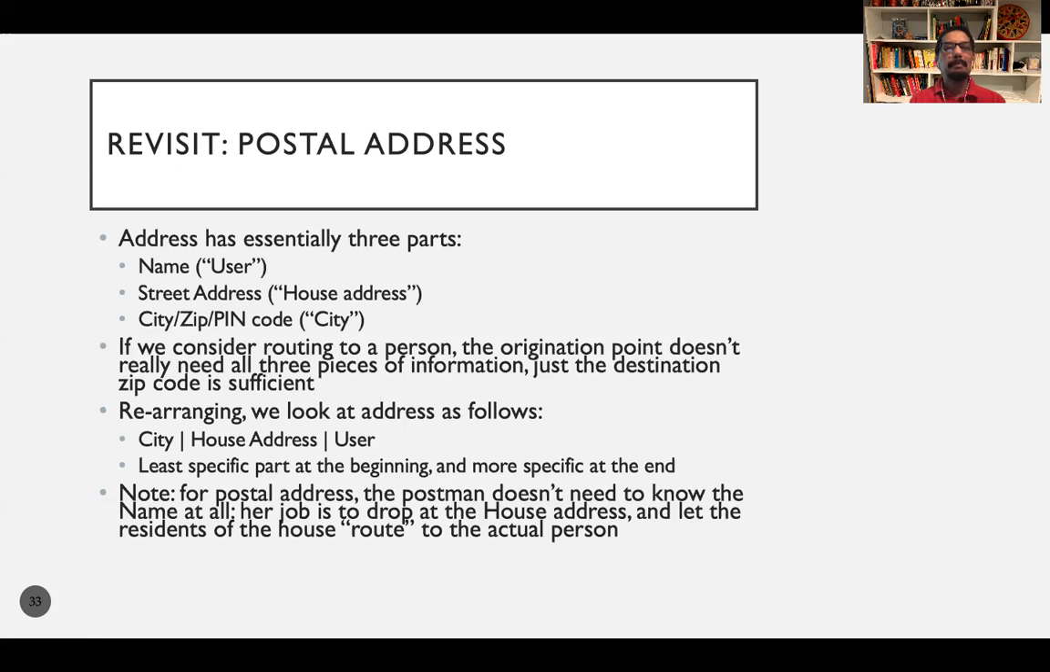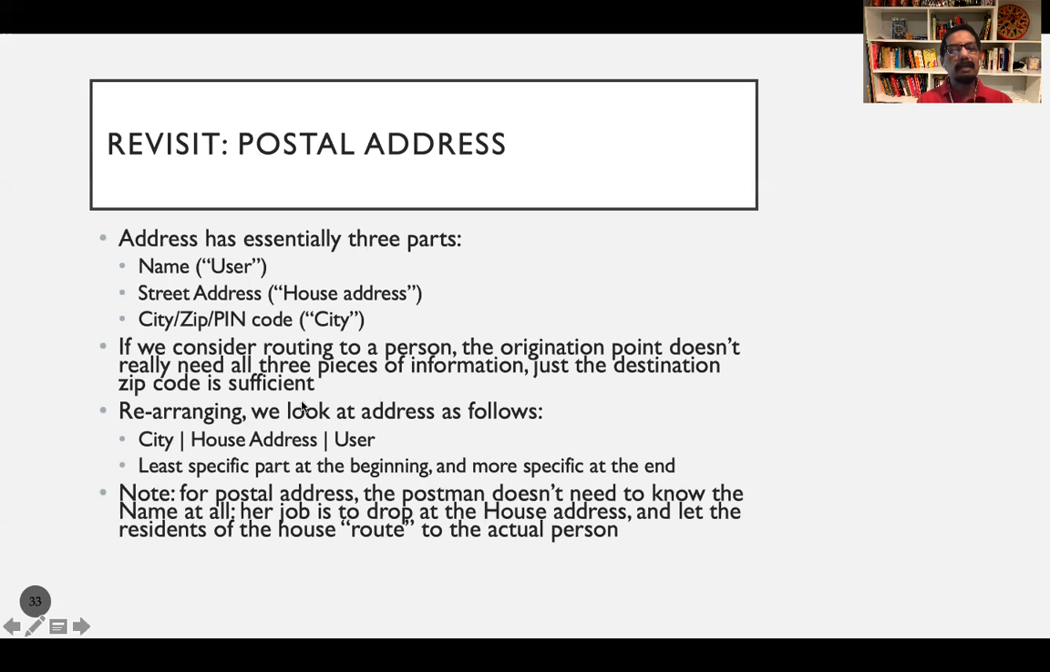So postal address, if you look at it, has three components broadly. What I call a user, the person's name, then the house address, the postal street address, and the city. I call it city as a broad naming for city, zip, and the pin code. In the US, we call it zip code. In India, it is called the pin code. Every country has some kind of a code for the city and the post office and whatnot.